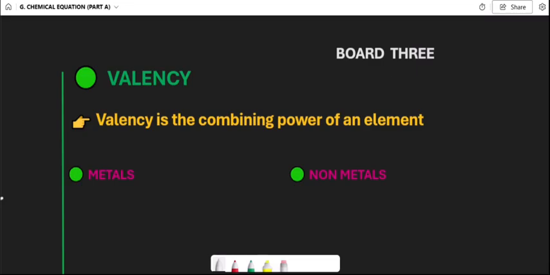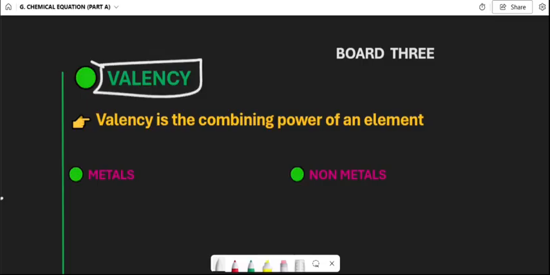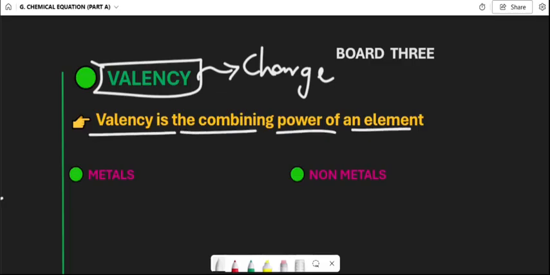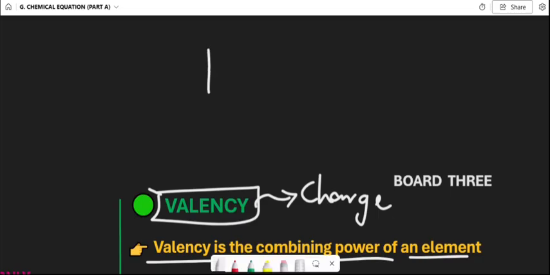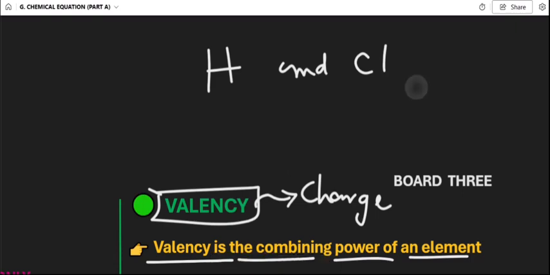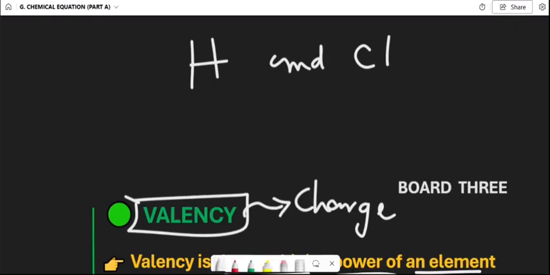Okay, the next thing we're going to consider is valency. What's valency? Most of the time, valency is referred to as the charge on an atom. Valency is the combining power of an element. Before an element can combine with another element, they must be in a proper valency. For instance, a quick example: hydrogen wants to combine with chlorine. So before we combine hydrogen with chlorine, we must firstly know the valency of hydrogen.